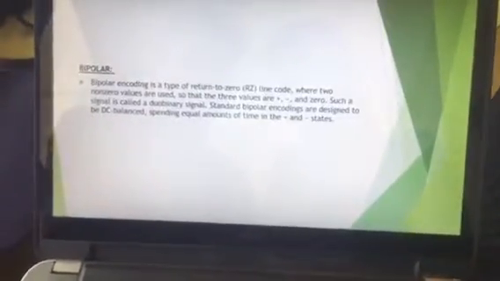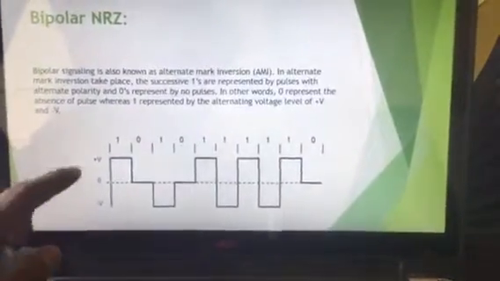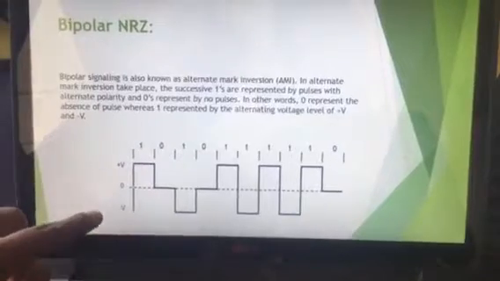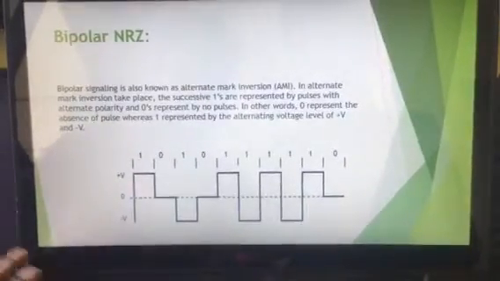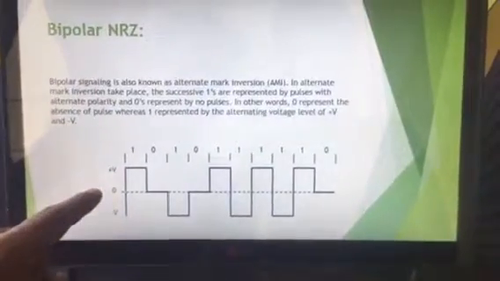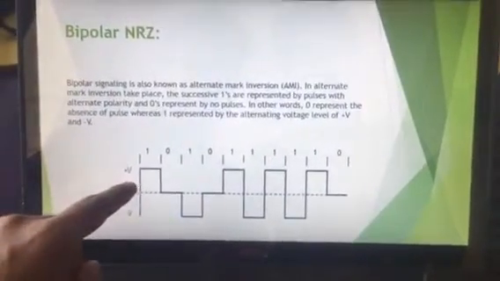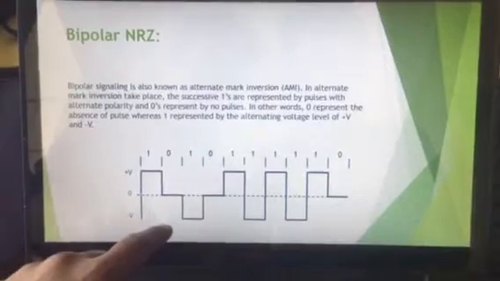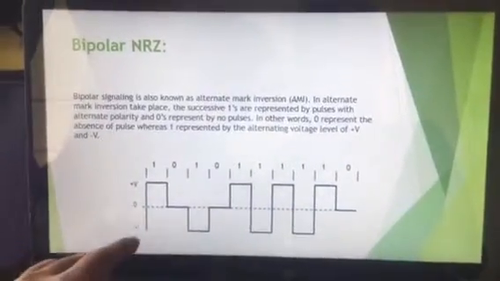Now coming to bipolar. Similar to polar, it consists of 3 levels: plus V, 0, and minus V. 0 is encoded as 0 itself. 1 is encoded as both positive and negative voltages: the first one will be encoded as plus voltage, and the next one will be encoded inverted to that of the first one, so it will be minus V.